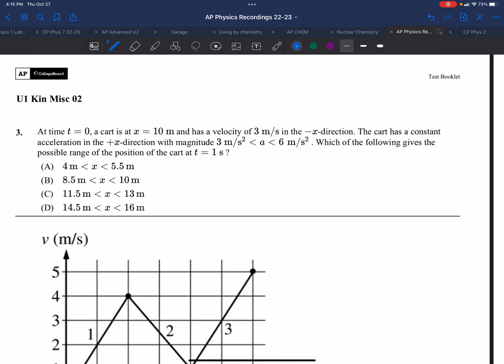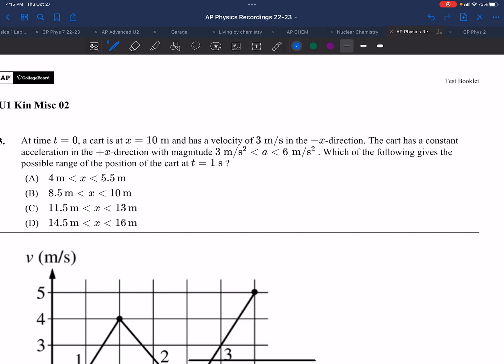Moving on to question 3, a kind of complex kinematics question where we're going to have to diagram it out. So we have a cart. We've got position of 0, our positive direction, our negative direction. At time 0, the cart is at 10 meters. So x0 is 10 meters. It has a velocity of 3 meters per second in the minus x direction. So it's moving this way with a velocity of minus 3 meters per second.